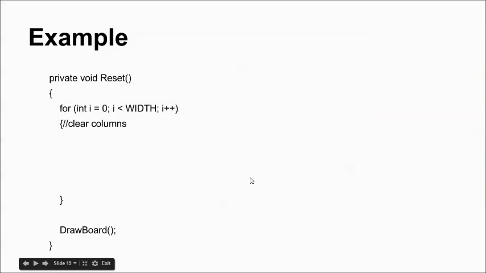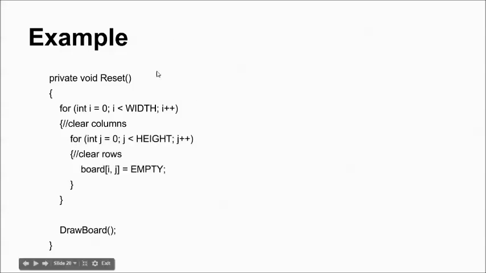So here's the example. This is the reset function from Connect 4. So for every column, so now I'm going to go over the board going across, and now I need a loop inside here that's going to go down. So now there's another for loop. There's a for loop inside a for loop, and what this is going to do is it's going to cover every combination of row and column, right?